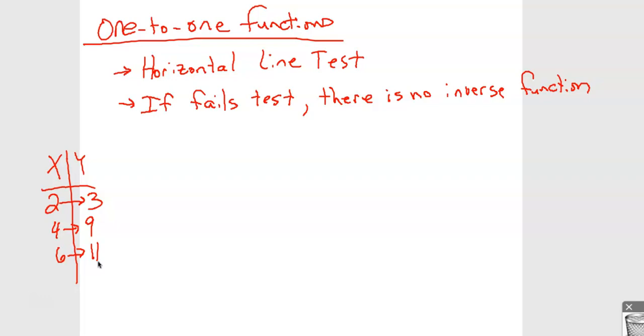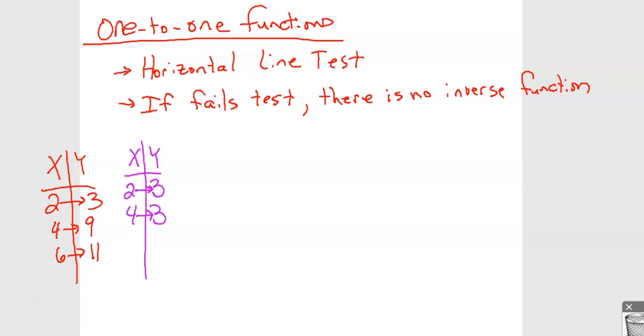So you could still have another function, by the way. This still might be a function. Let me give you an example of a function that's not one-to-one. If I have 2 goes to 3, but I also have 4 goes to 3. Again, it is a function because with one number in goes one number out. But it's not one-to-one. Not every number uniquely goes to its own number.